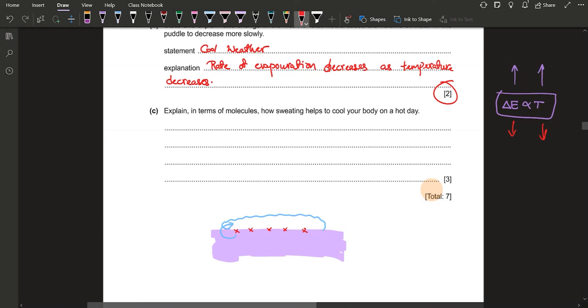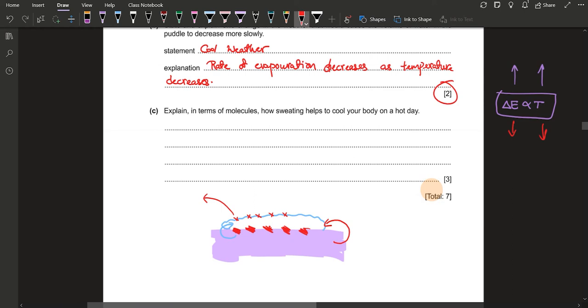So when it gets absorbed by the water, the high energy molecule in the water will escape the surface of the water, and eventually the volume of the water will decrease, and eventually you will cool down. These molecules will get absorbed by the water and they will escape the surface of the water. So thermal energy is transferred to the water, and then because the water is hot, it evaporates and your body cools down.